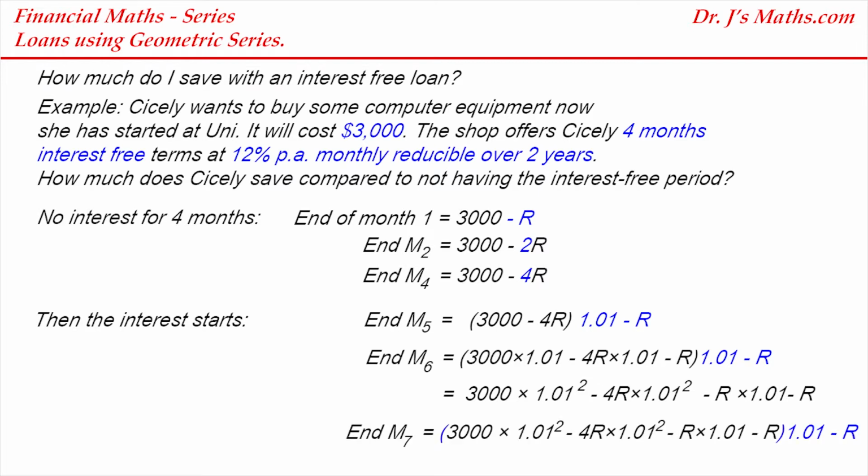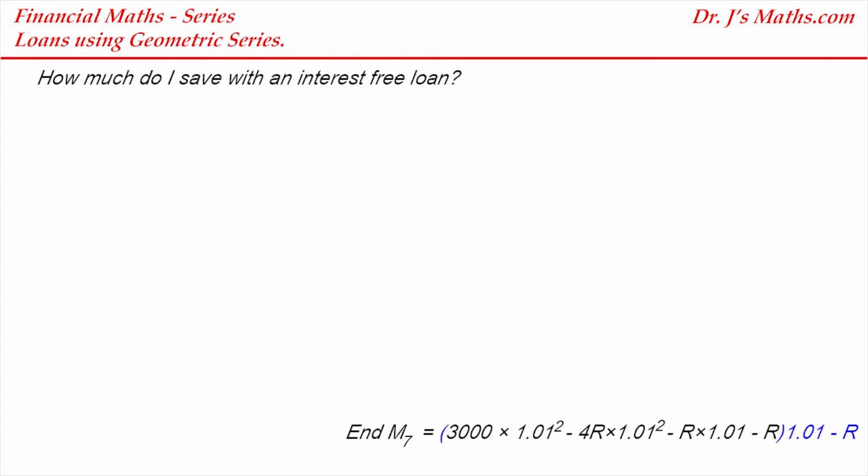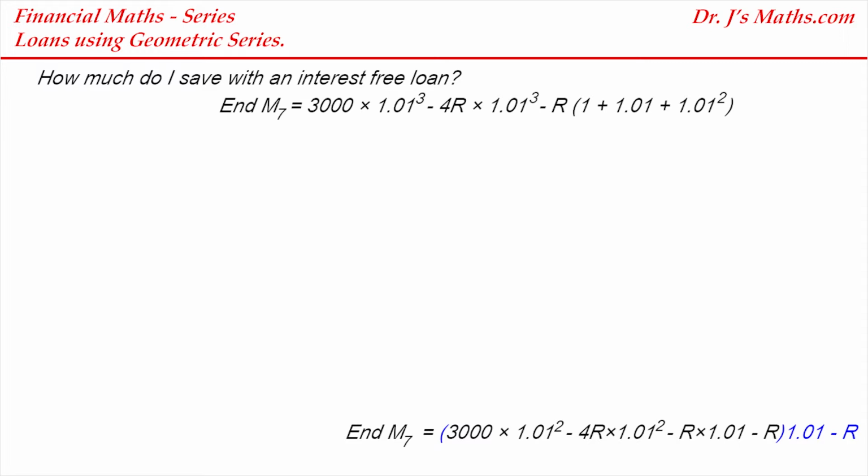So at the end of month 7, same deal, all what we had outstanding times the 1.01 minus the R again. So I'll leave the bottom line down there again, and we'll do our summary and bring things together. So at the end of month 7, she's got 3,000 times 1.01 cubed, minus the 4 repayments that she made during the first period, times 1.01 cubed, and then minus R outside of 1 plus 1.01 plus 1.01 squared.